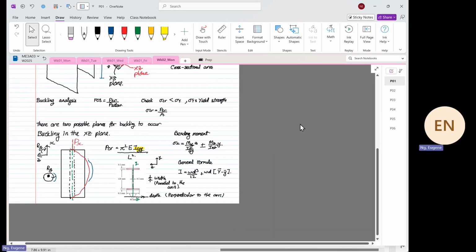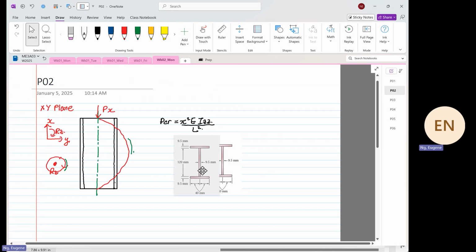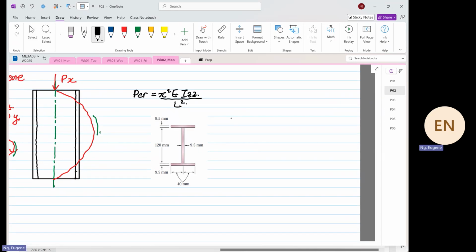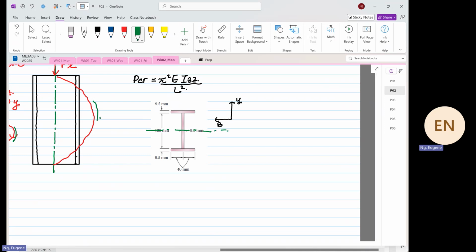From here, I'm going to take the same image like we had before. You now have to determine which is the width and which is the depth. So from here, we know that this is the Y and this is the Z. Now, the axis of interest is your ZZ.